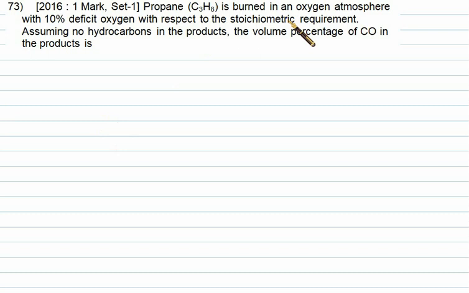C3H8 is burned in an oxygen atmosphere with 10% deficient oxygen. It means we have to take the coefficient of A equal to 0.9 with respect to the stoichiometric requirement. Assuming no hydrocarbons in the products of combustion, you have to calculate the volume percentage, that is the mole fraction, of CO in the products of combustion. First, the fuel will burn completely. So we have C3H8 plus A O2 plus 3.76 N2. This is a complete combustion, that is stoichiometric.